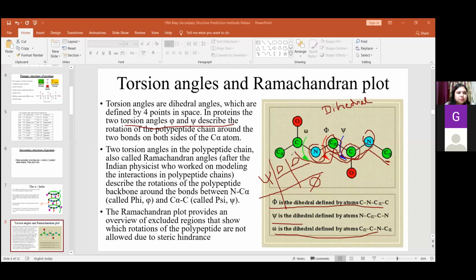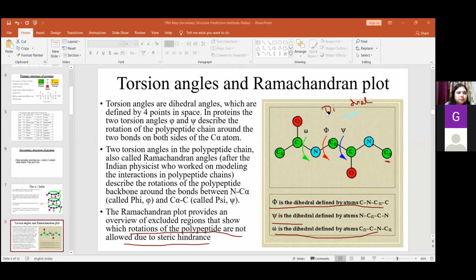If you see the Ramachandran plot, it is a plot between the phi and psi angles, and it shows which rotations and which types of conformations of proteins are possible, and which rotations of the polypeptide are not allowed due to steric hindrance. This concept is very important when you go for protein secondary structure prediction: you have to see the Ramachandran plot, the phi and psi angles, the possible rotations and the possible steric hindrances. Let's move to the next slide.